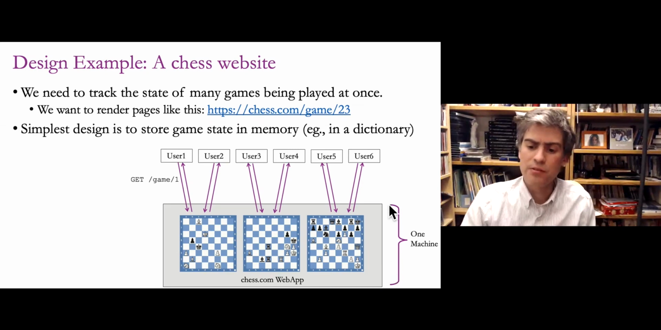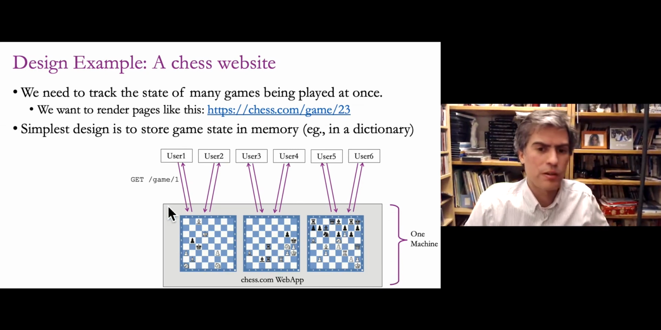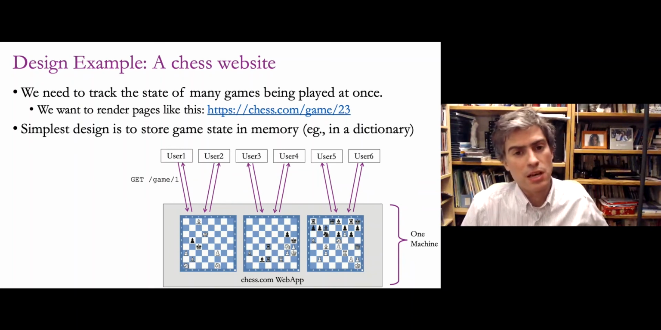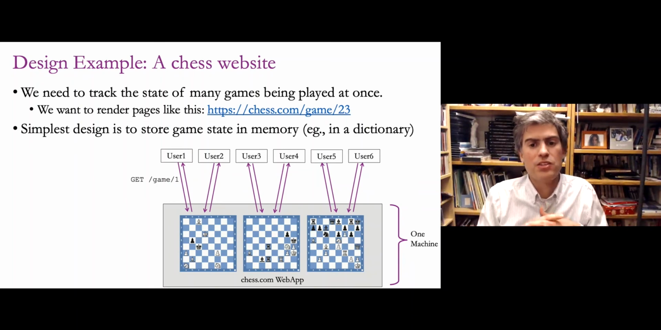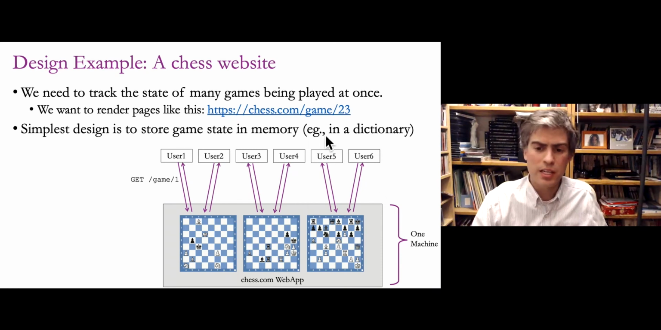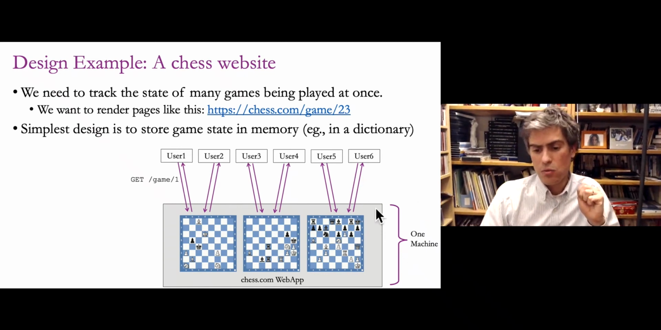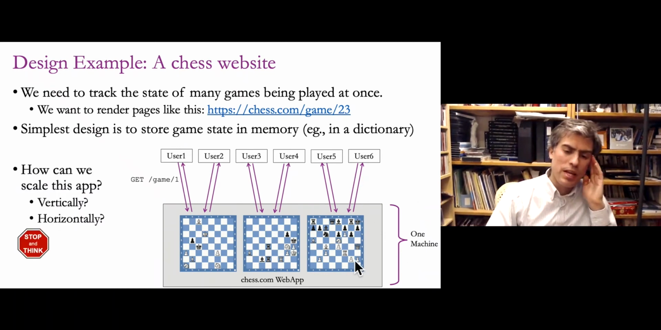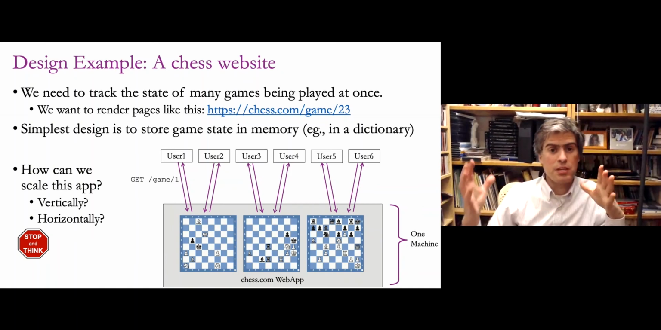Now, the simplest design for this, like if you were taking an undergraduate computer science class, this might be an assignment you got to design a chess engine or a chess website. I think you could do something like that by the time you're ready to graduate. You would probably implement it, like I said, to use some kind of in-memory data structure like a dictionary to store the information about all the different games, and do this in a way that you can handle many games happening at the same time. And this is all one machine, right?